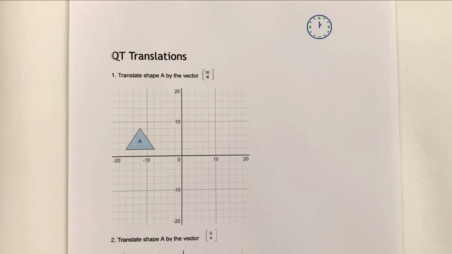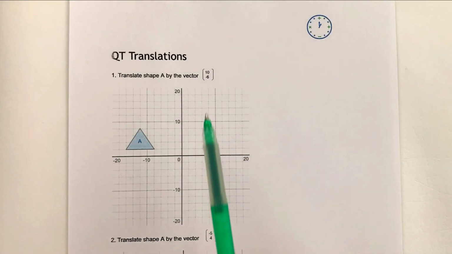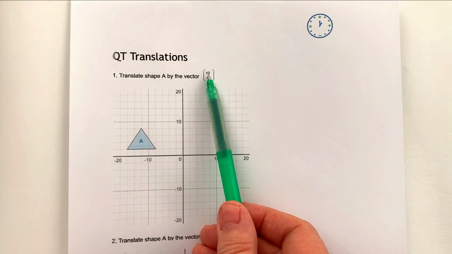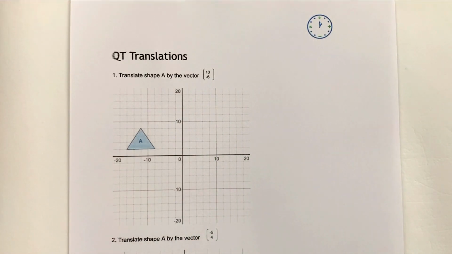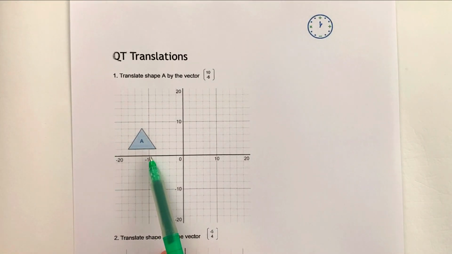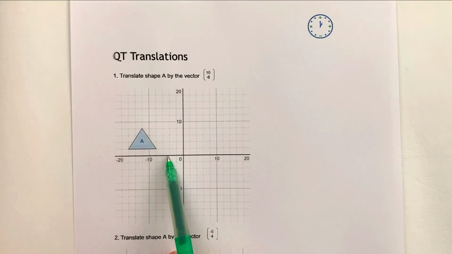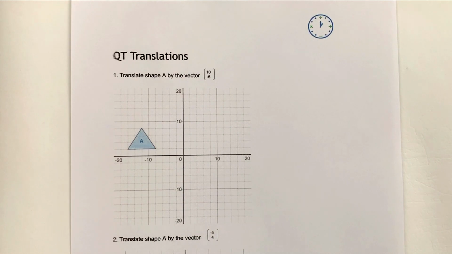Okay, so we've got question number 1, translate shape A by the vector 10 over minus 6. So what this means is this is 10 in the positive direction and minus 6 in the negative direction. The other thing to be aware of, and I have been a little bit sneaky with this particular one, is that each of the blocks represents 2 units. So just be very careful about that.